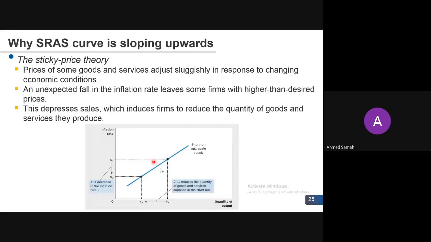So in each case, what happens is that when there is a decrease in the inflation rate, it will reduce the quantity of goods and services supplied in the short run. So that's why it is upward sloping, because of these three theories.